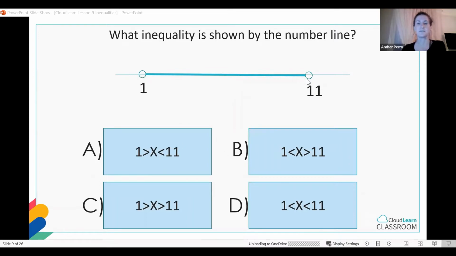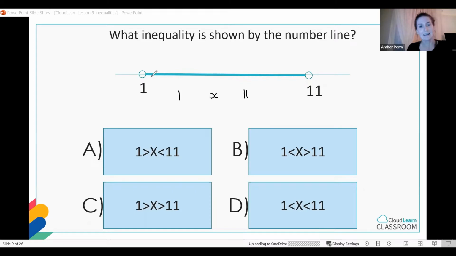So we've got the numbers 1 and 11 here, and we know that our number on this number line has to be in between 1 and 11. And we know that it's not equal to, so none of these are actually equal to. So it's definitely going to be, well, I might even write this down just to help you annotate. There we go. So we're going to have 1 there, X in the middle, and an 11 there. Okay. So we just need to figure out which way around these inequality signs are going.